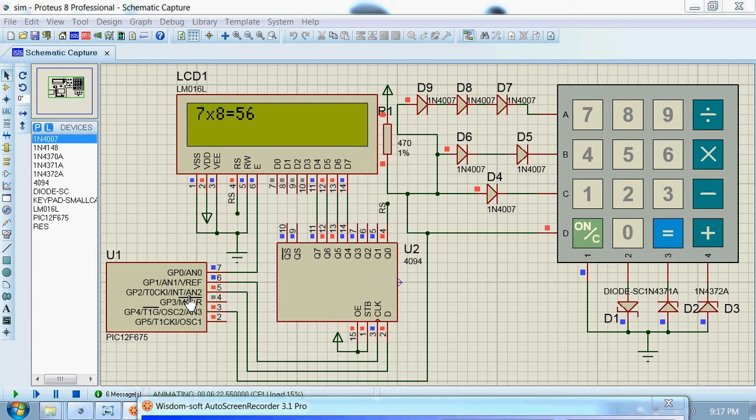Alright, now let's see how this keypad is interfaced with the microcontroller. Usually 8 pins are used to interface 4x4 keypad with any microcontroller. 4 pins are used to attach columns, these 4 columns, 1, 2, 3, 4. And 4 pins are used to attach rows A, B, C, D. And scanning algorithm is used to check for any pressed key.